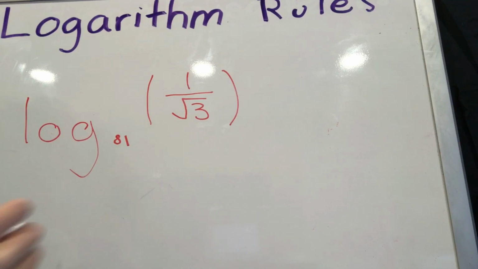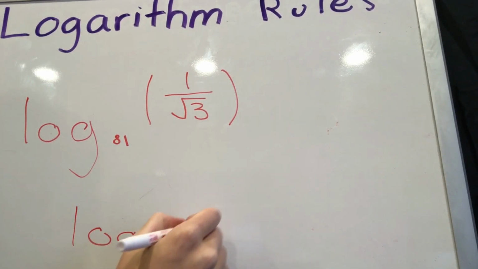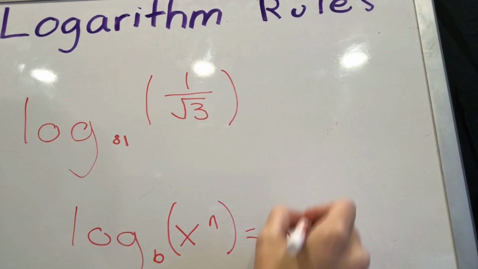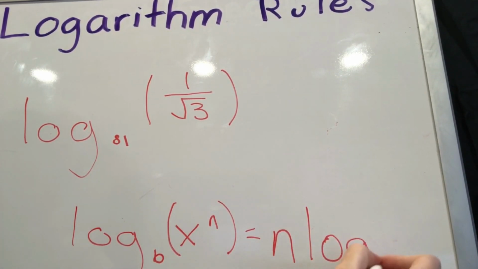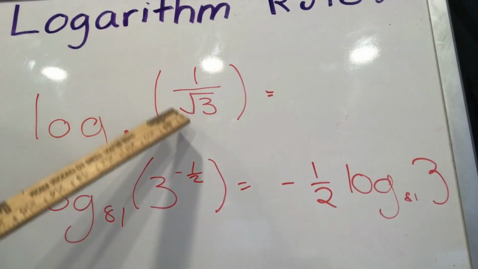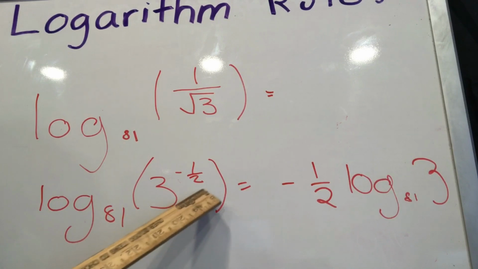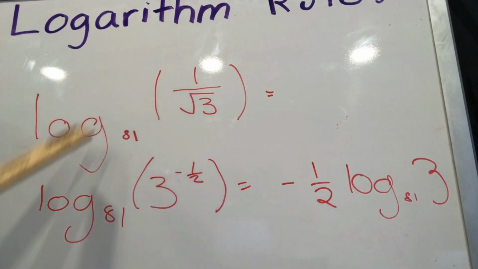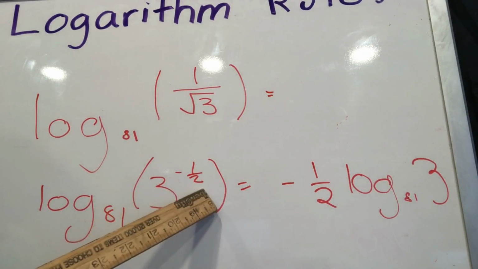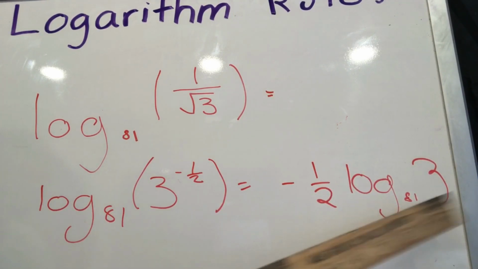The first exponent rule is that log base b of x to the nth power is the same as n times log base b of x. The square root of 3 is 3 to the half power. 1 over the square root of 3 is thus 3 to the negative 1/2 power. So we know that log base 81 of 1 over the square root of 3 equals log base 81 of 3 to the negative half power, which is equal to negative 1/2 times log base 81 of 3.